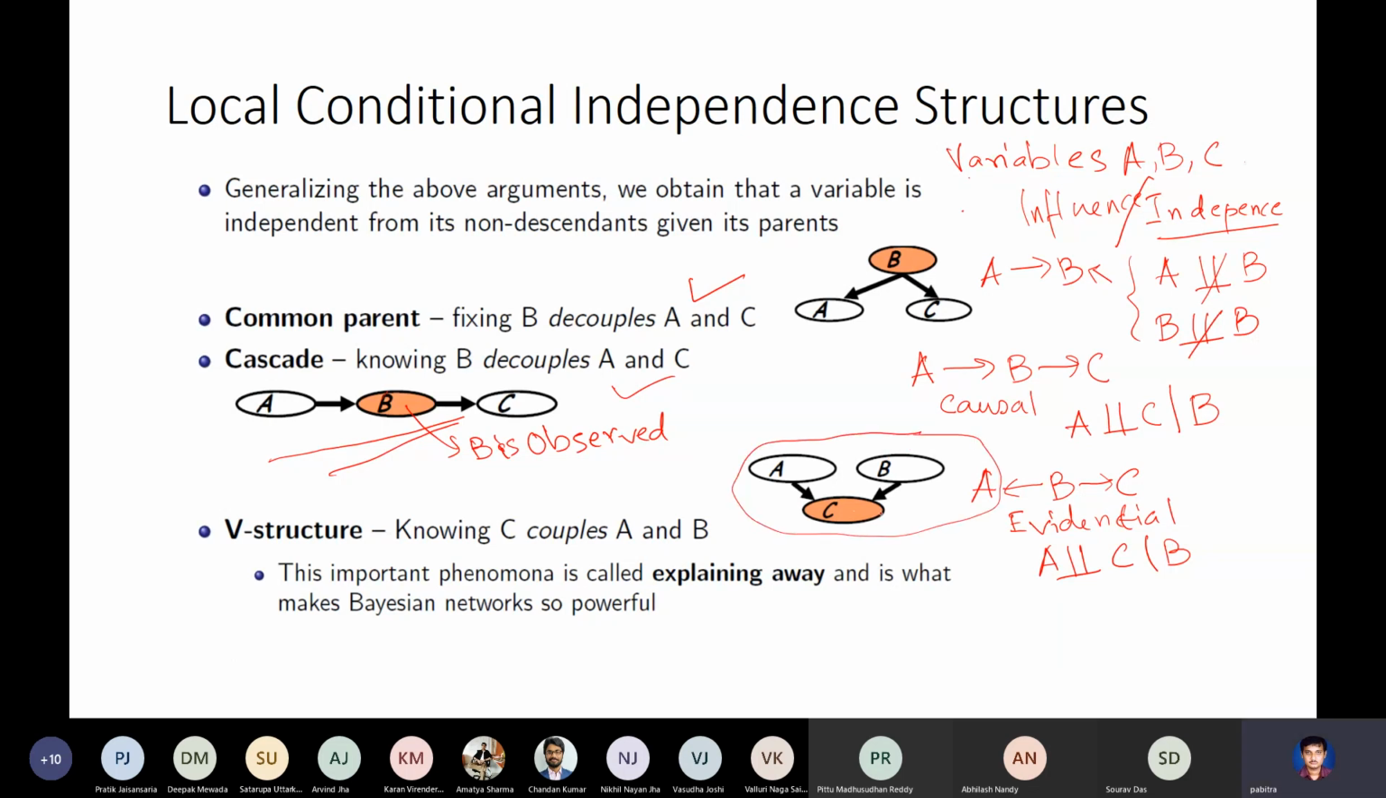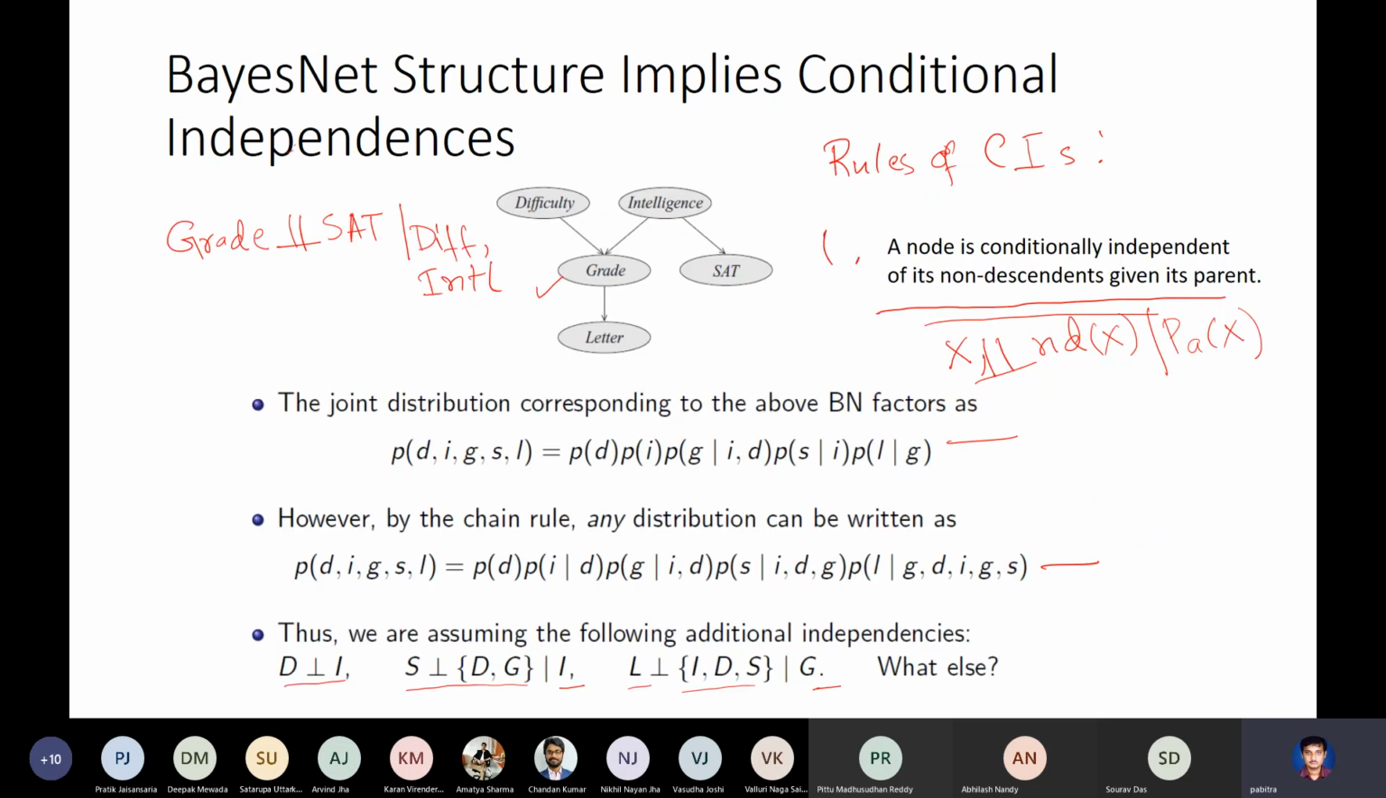That means A causes C, B also causes C, and I have observed C. Now, does looking at A give information about B? Let's look at this. Difficulty influences the grade of a course. Intelligence also influences grade. But suppose I have observed the grade to be, say, A.